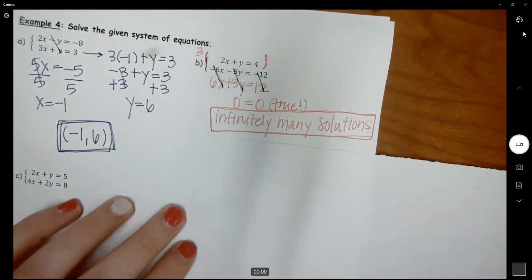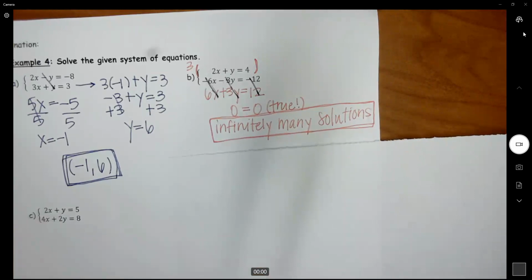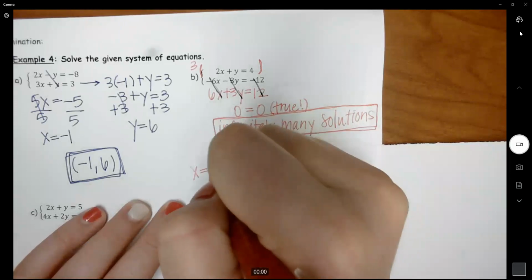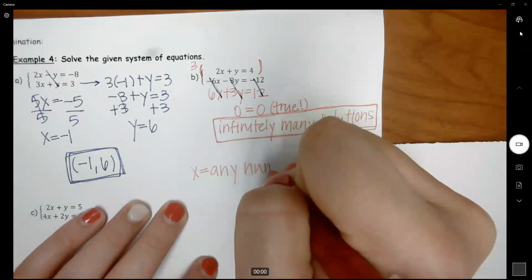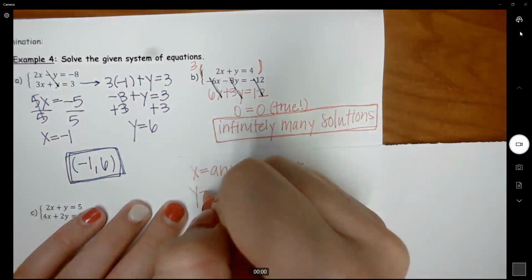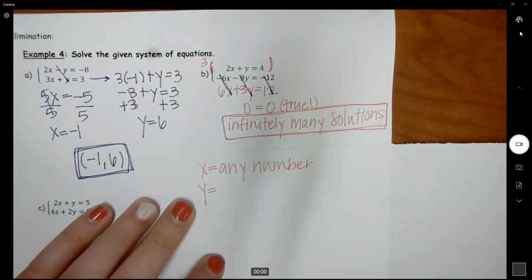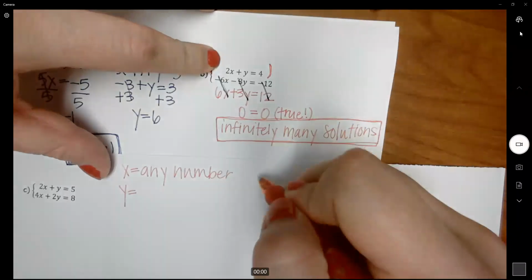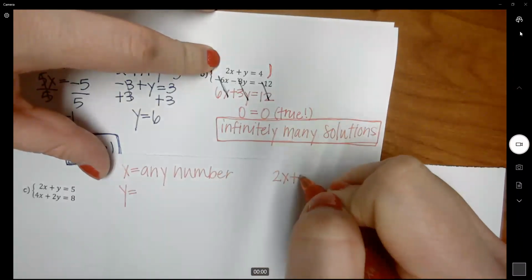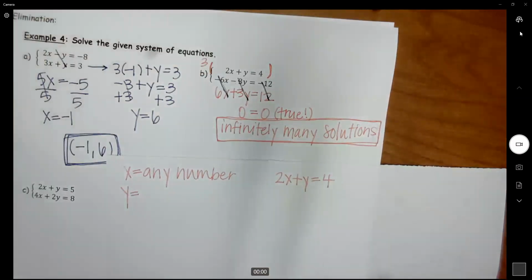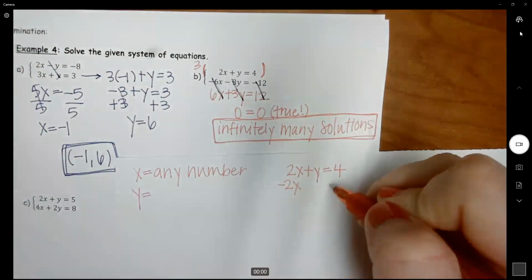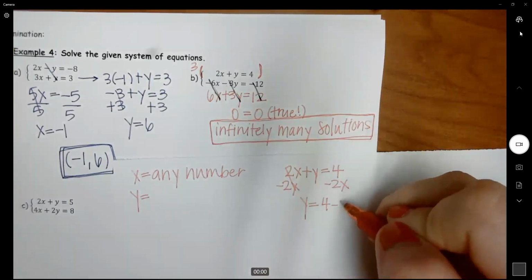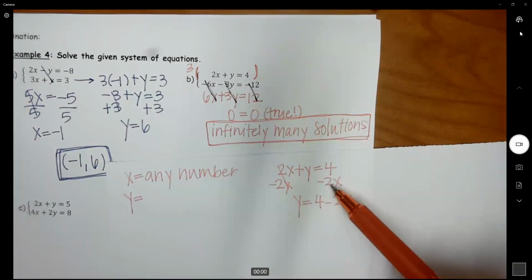So when they ask you to do this, they're either going to tell you that X or Y can be any number. If they say that X can be any number, then that means you have to come up with what Y is going to equal. So if I take this first equation here, I'm going to kind of come over here. You need to solve this for Y. So we would solve for Y by subtracting 2x over, and we would get Y equals 4 minus 2x, or you could write that as negative 2x plus 4.